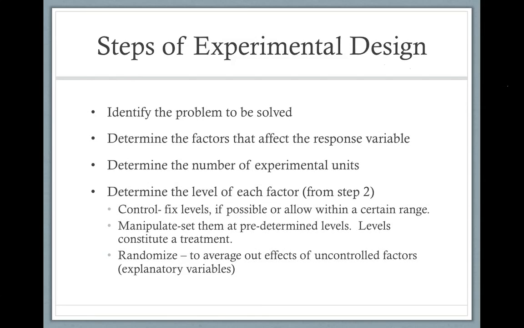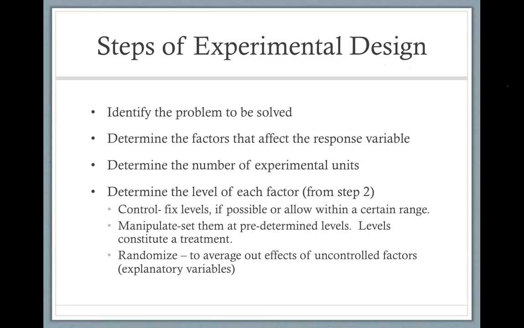Then you want to determine the level of each factor. Now the factors that you looked at as affecting the response variable is what we're talking about here. So can we control that factor? Can we fix some levels or allow them within a certain range to keep things from varying so much that you have additional factors from not having controlled certain factors? Okay, because everything has a cause and effect.